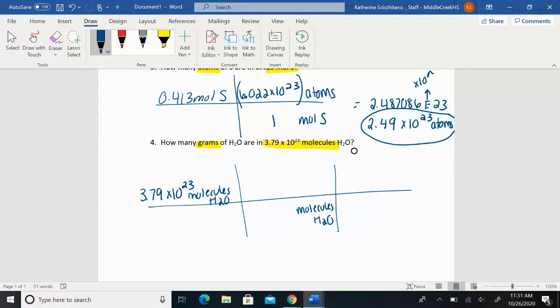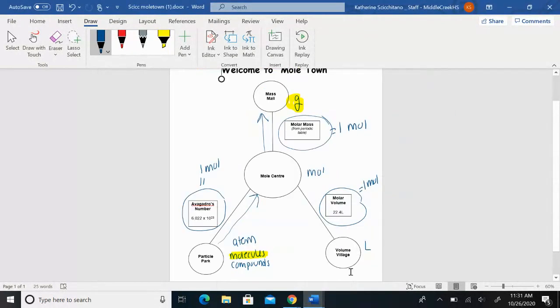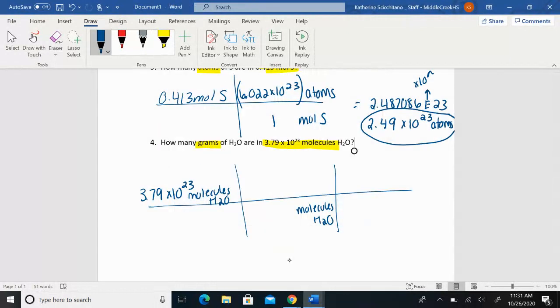So whatever's on the top is always the next step that we are getting to. So if we go back to our mole town, our first step going from molecules, making our way up to grams, is going to be moles. So I put moles of water in my top step. Because moles is different than what we're trying to get to, which is grams, we now have to get rid of the moles unit also. So the way we always get rid of units is by putting them on the diagonal in the bottom.